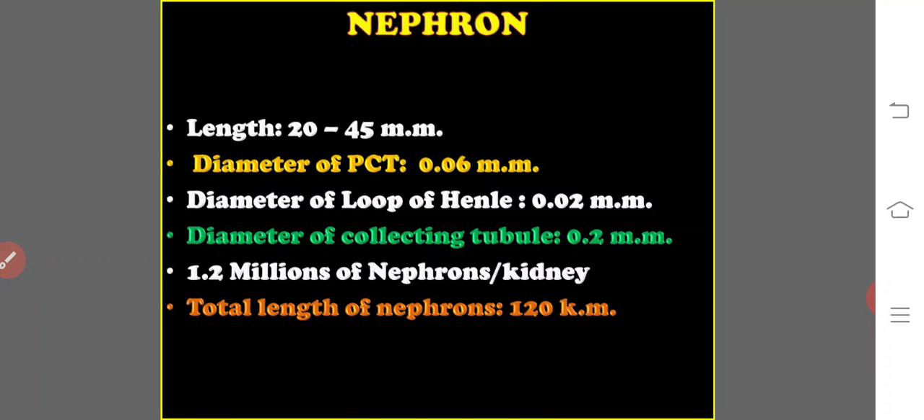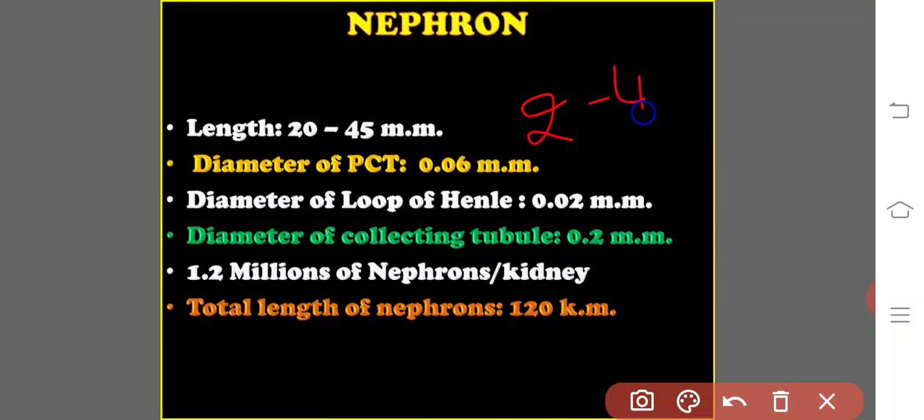The length of the nephron may be 20 to 45 mm, meaning 2 to 4.5 cm. And see the diameter of the proximal convoluted tubule, it is 0.06 mm. Diameter of loop of Henle, it is 0.02 mm. Diameter of collecting tubule, it is 0.2 mm.